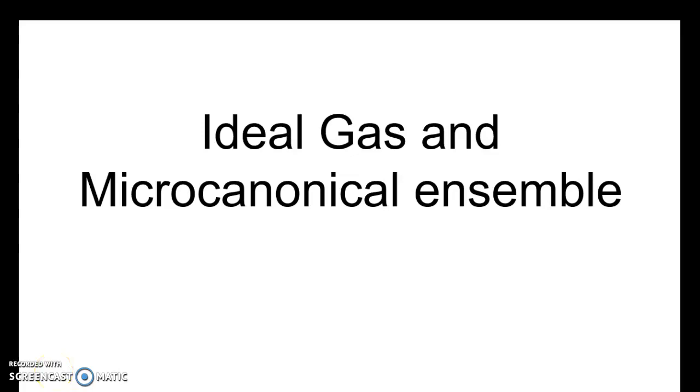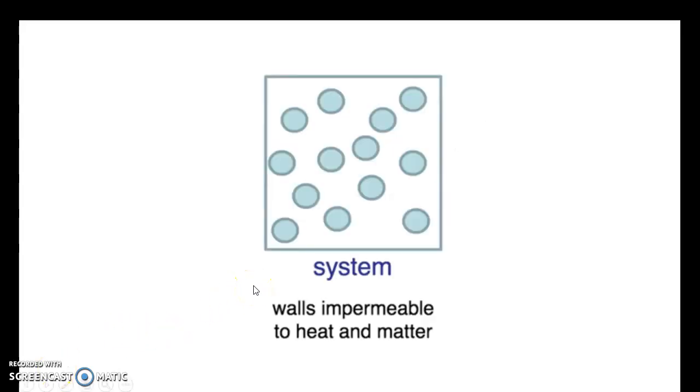This video will discuss what a microcanonical ensemble is and how it is like an ideal gas. The microcanonical ensemble is a system that is completely isolated from its surroundings. There is no transfer of energy or matter between the system and the surroundings, and the volume of the system remains fixed. In other words, this is a physical system where the total number of particles, the total volume, and the total energy are constant.